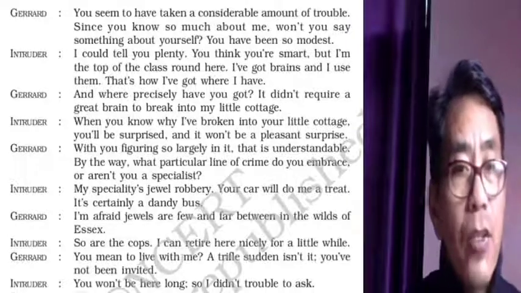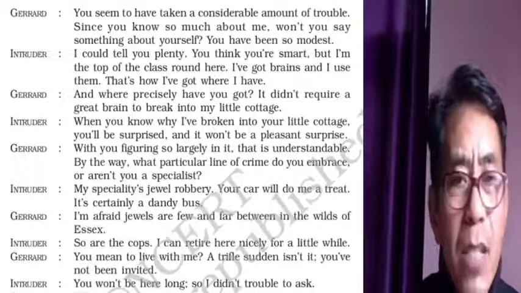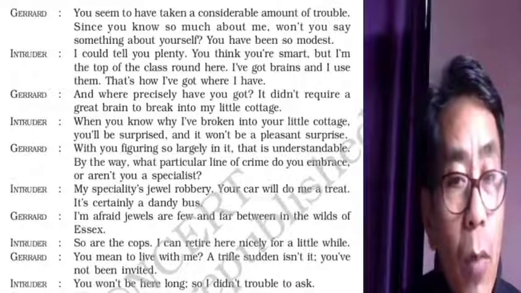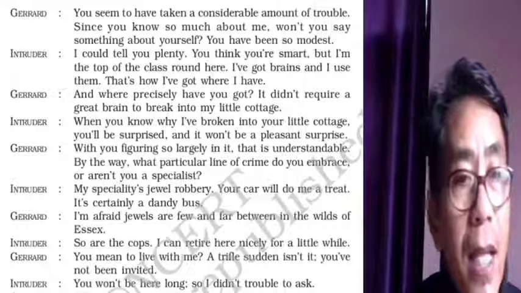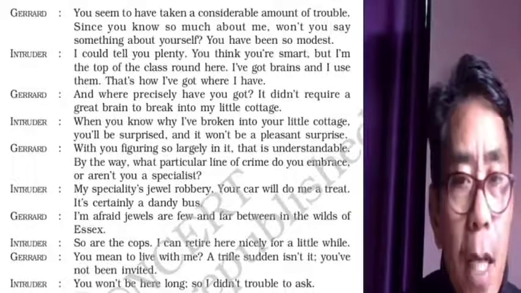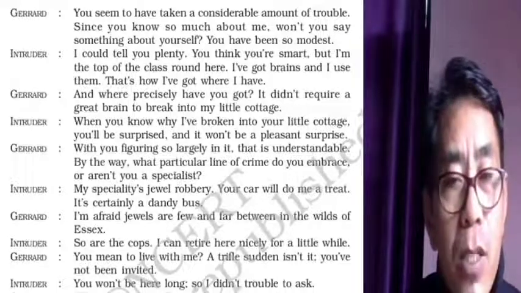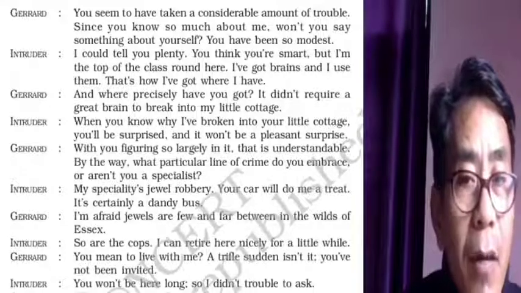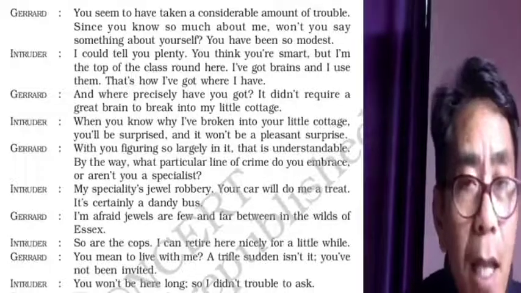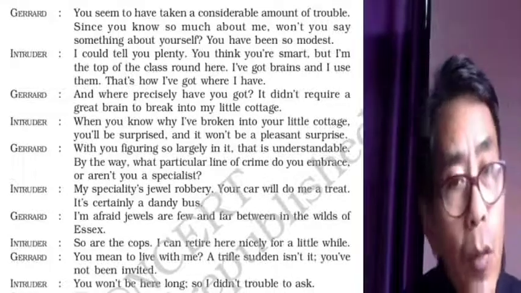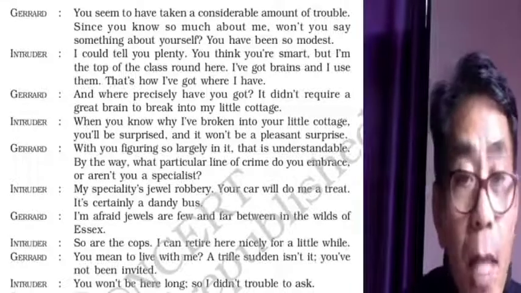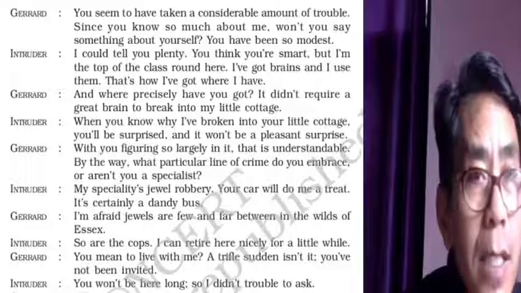And the intruder said that there's no need for you to worry because you will not be here for long. So what does he mean? He said that he was going to kill Gerard and Gerard won't be there anymore, isn't it? Since you won't be here for long, I did not take the trouble of asking for your permission to stay. You are going to be dead and I will stay in your place. So that was what the intruder was saying.